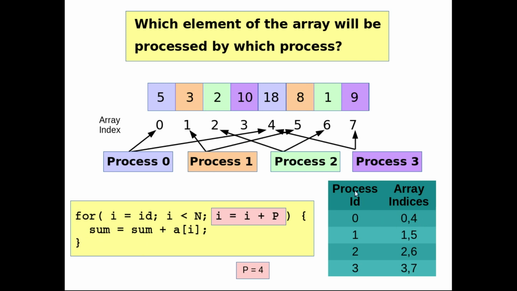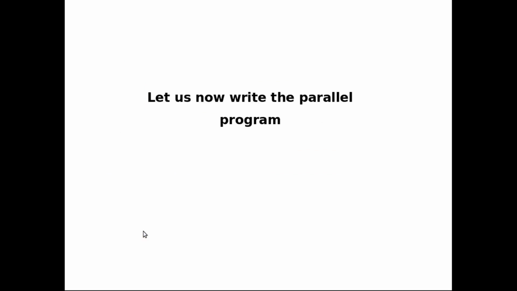So we see that process 0 will use index A0 and A4, and process 1 will handle the elements A1 and A5 and so on. So this strategy that we thought, that process 0 will handle A0, A4, process 1 will handle A1 and A5 and so on, can be implemented using a for loop like this. So having explained the for loop, now let us write the parallel program.